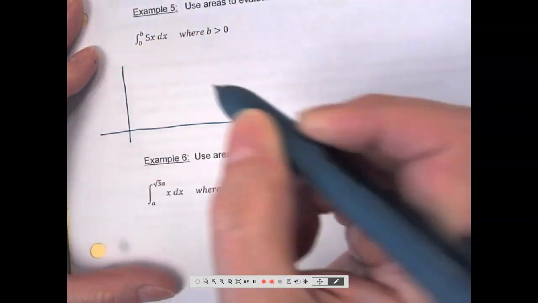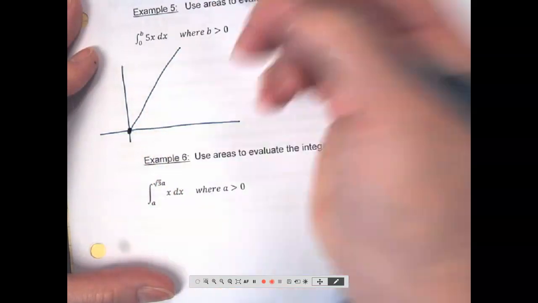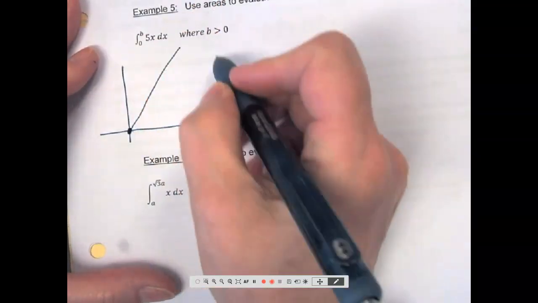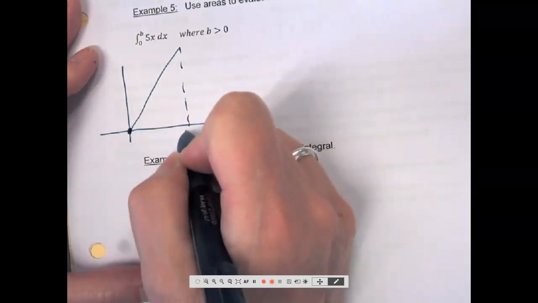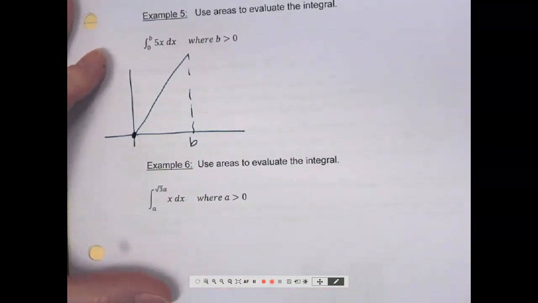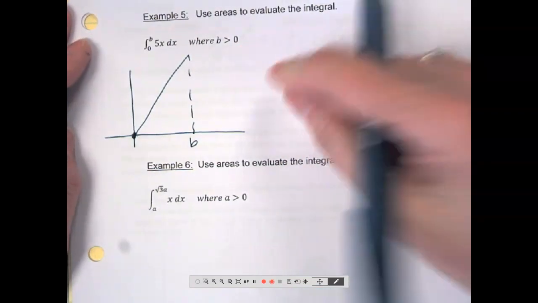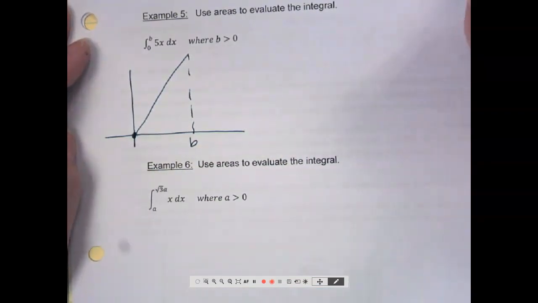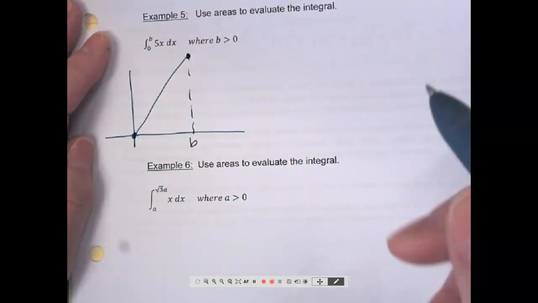Okay, y-intercept of 0, slope of 5. I'm just going to sketch a line. And I'm going to go from 0 to b, some mystery number. But b is bigger than 0, so I know it's positive. What shape do I have? What is this ordered pair right here?